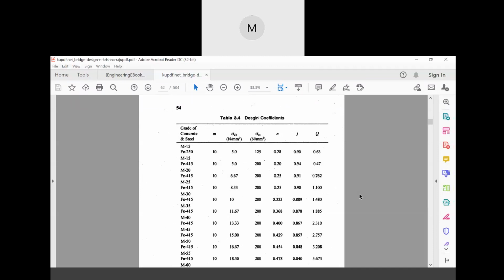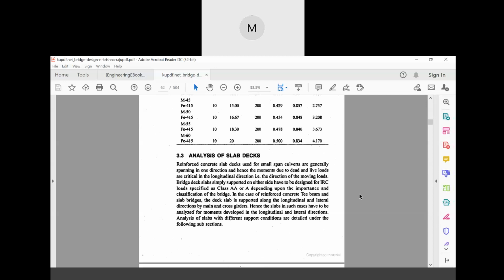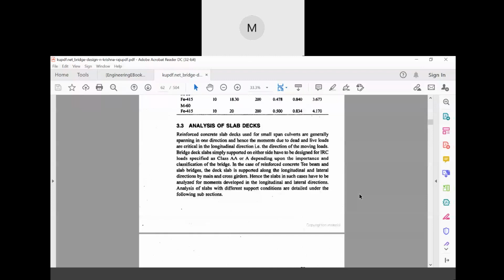So now what we will do is the analysis of slab bridges. Now look, reinforced concrete slab bridges are used for small span culverts that are generally spanning in one direction, and hence the moments due to dead and live loads are critical in the longitudinal direction, that is the direction of moving loads. Bridge deck slabs simply supported on other sides have been designed for IRC loads specified in class AA or A depending upon the importance of classification of the bridge.